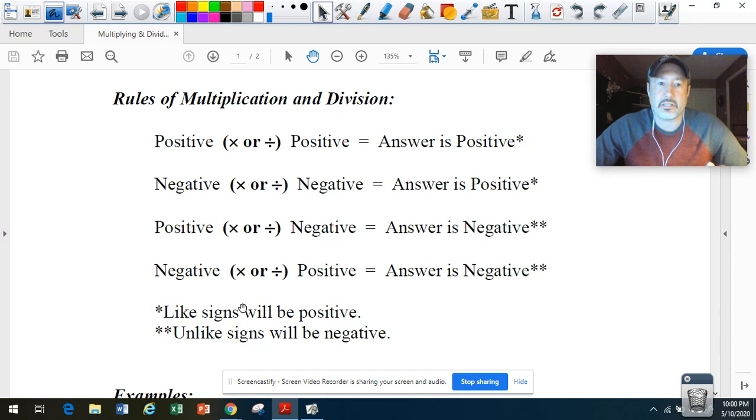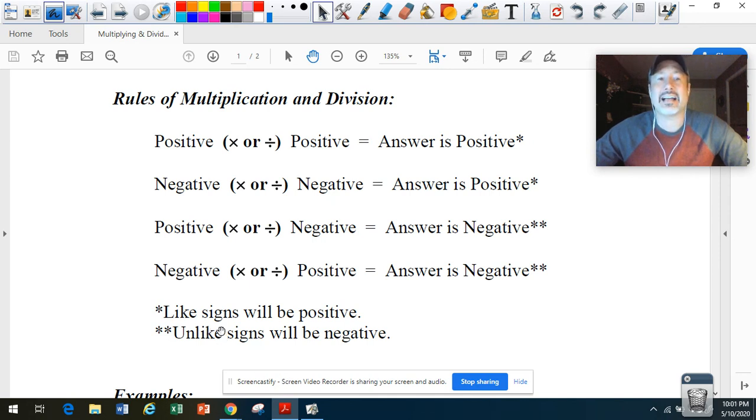Okay, so basically what we're looking at here is this. Like signs, the answer will be positive. So it's a positive times a positive or a positive divided by a positive. The answer is positive. A negative times a negative is a positive. A negative divided by a negative is also positive. Those signs are alike. Now remember, that's just when we're dealing with two numbers here.